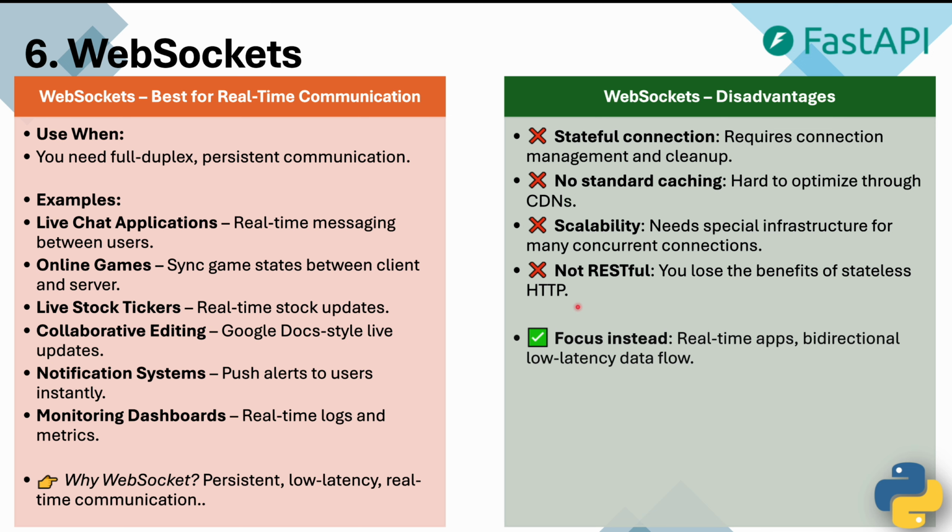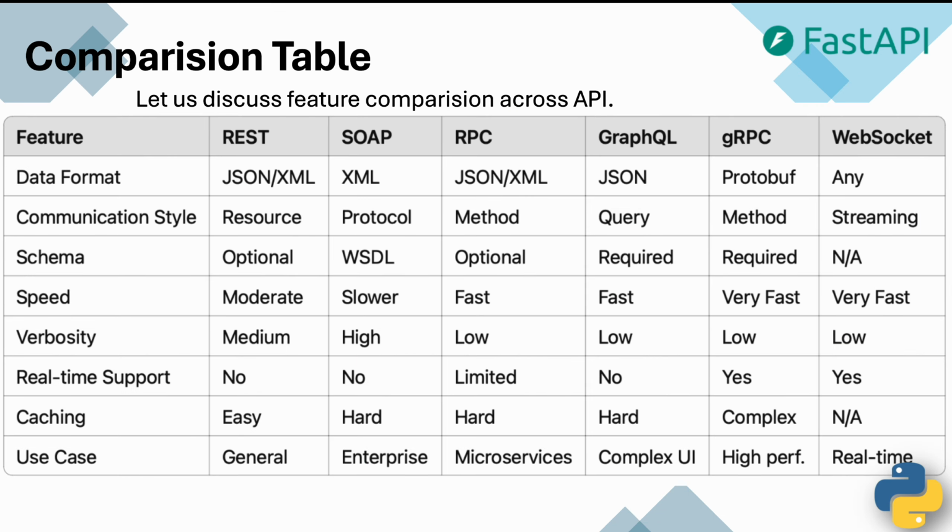So instead of focusing on disadvantages, if we are focusing on real-time app development, with bidirectional and low latency data flow, for such scenarios, if you are developing your applications, go for WebSockets. Let's go for the next, a detailed feature-wise comparison. Comparison table. Let us discuss a feature comparison across APIs.